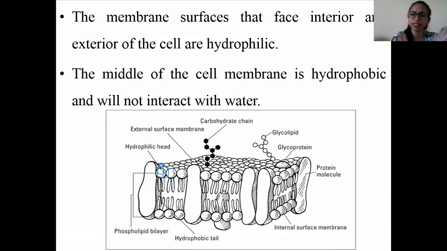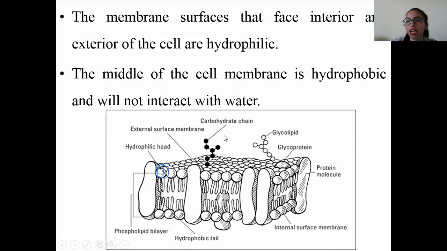Or we can say it is like a matchbox. Have you ever seen a matchbox? A matchstick has a head and a tail. The long tail is the hydrophobic part, and the round top is the hydrophilic part. And there is also a carbohydrate chain. You can see this is a carbohydrate chain.